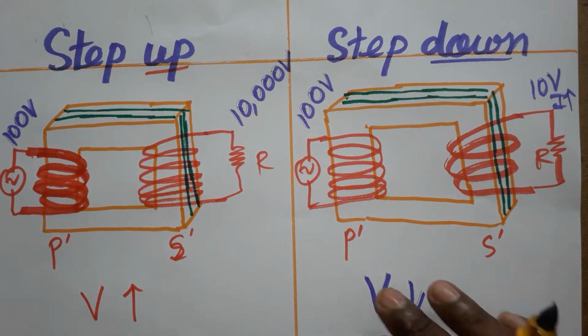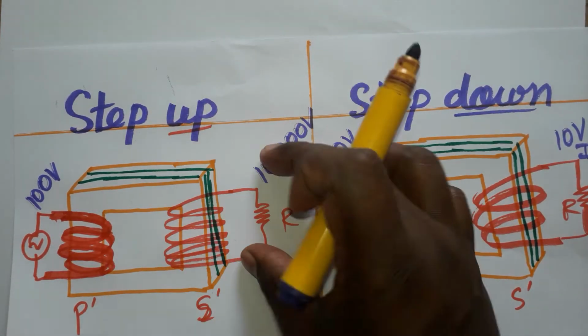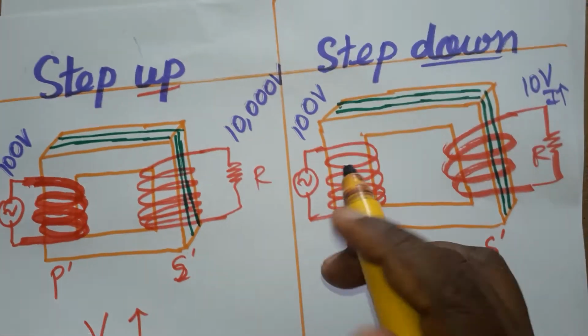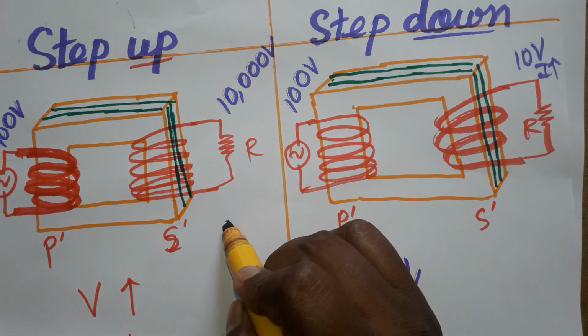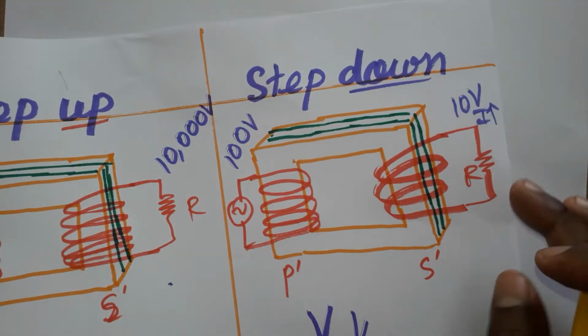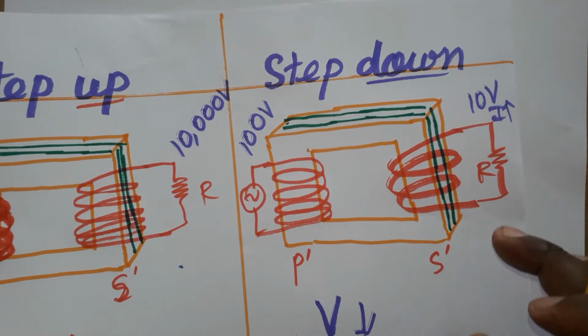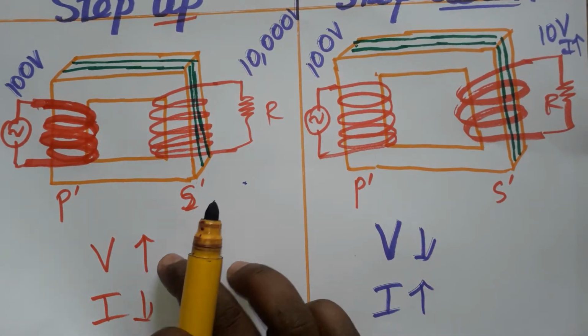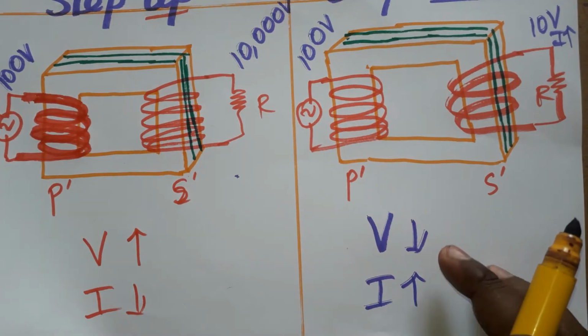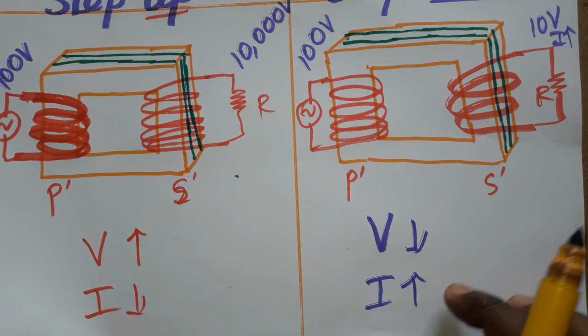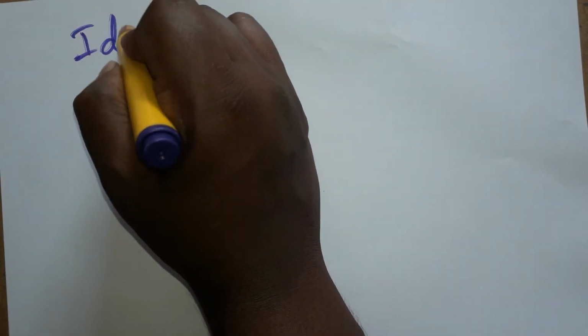First we'll see what an ideal transformer is. It has a primary coil and a secondary coil. Step up represents the voltage increased at the secondary coil, and step down represents the voltage decreased at the secondary coil. In step up, voltage increases and current decreases in the secondary coil. In step down, voltage decreases and current increases in the secondary coil. Now we are going to see what an ideal transformer is.